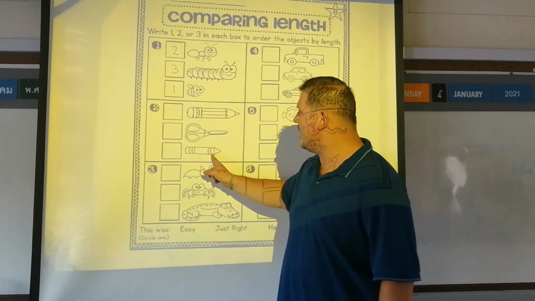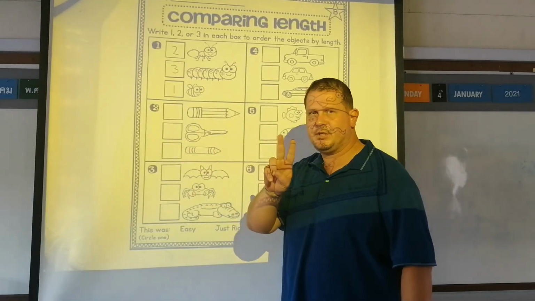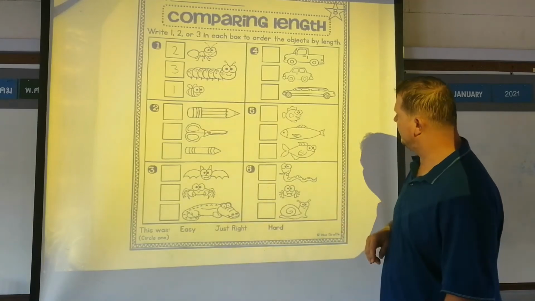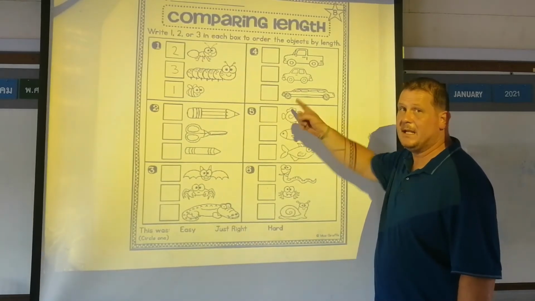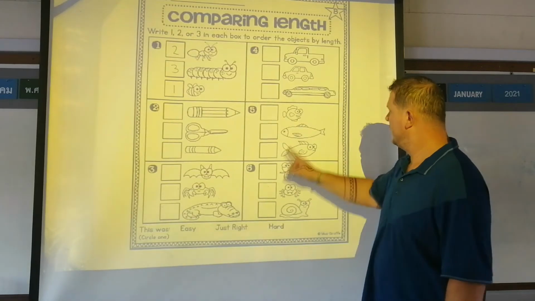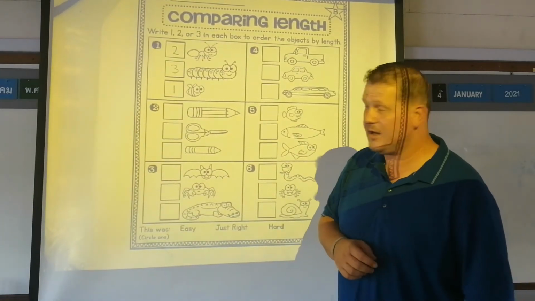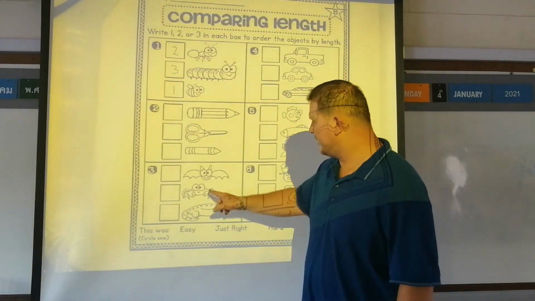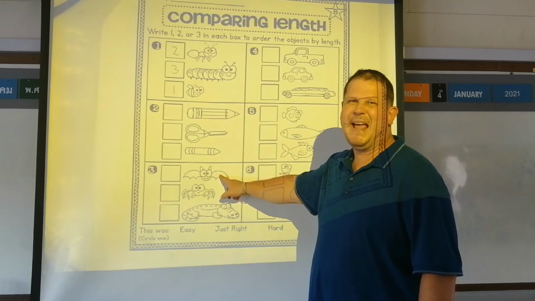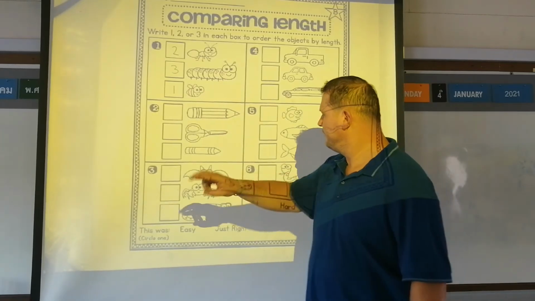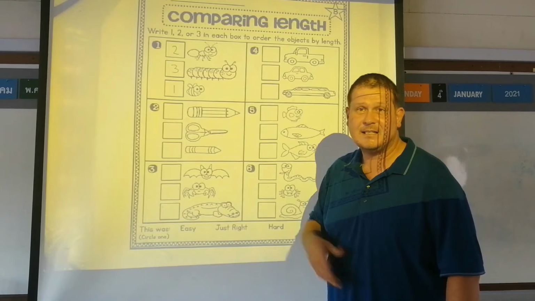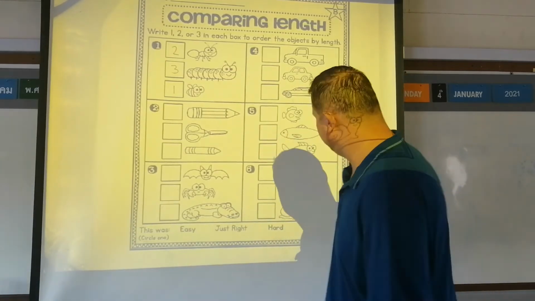This side, the crayon is number one. Scissors is number two. Pencil, number three. This side, this little fish is number one. This fish with the crazy eyes, number two. And then this one, number three, because it's the longest. Over here, the crab, shortest one, number one. Then, what's that? It's a bat. Yeah, Dracula. Number two. And then the longest one is the alligator. See you later, alligator. Yeah, alligator is the longest one.